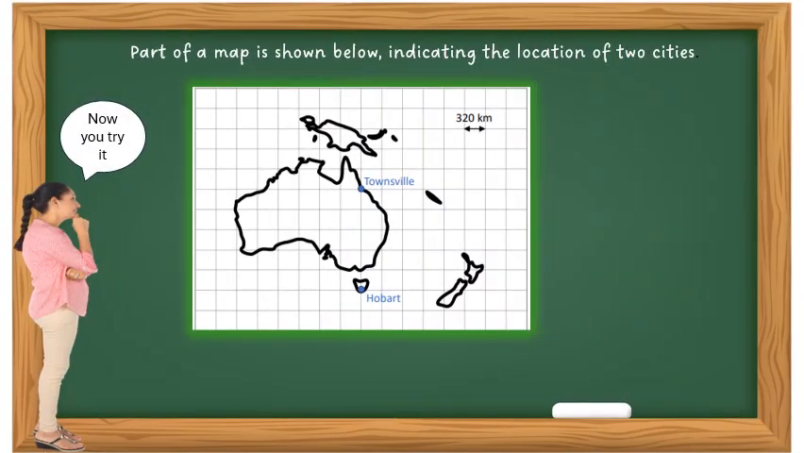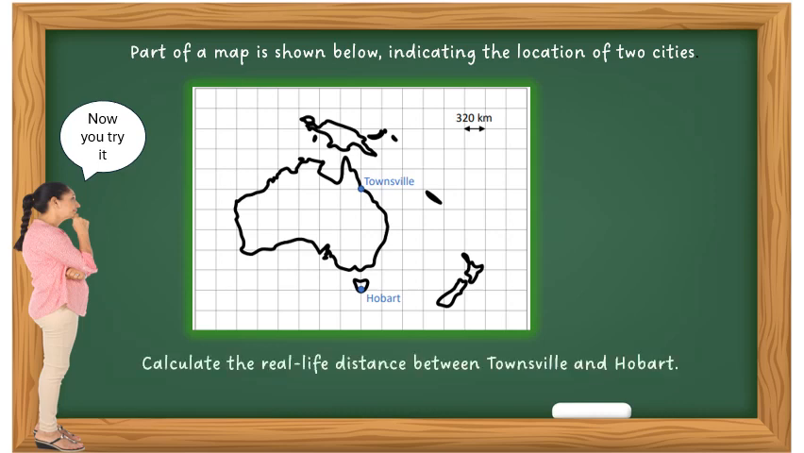Okay, so now you try it. Part of a map is shown below indicating the location of 2 cities. Calculate the real-life distance between Townsville and Hobart. Pause the video and have a go.